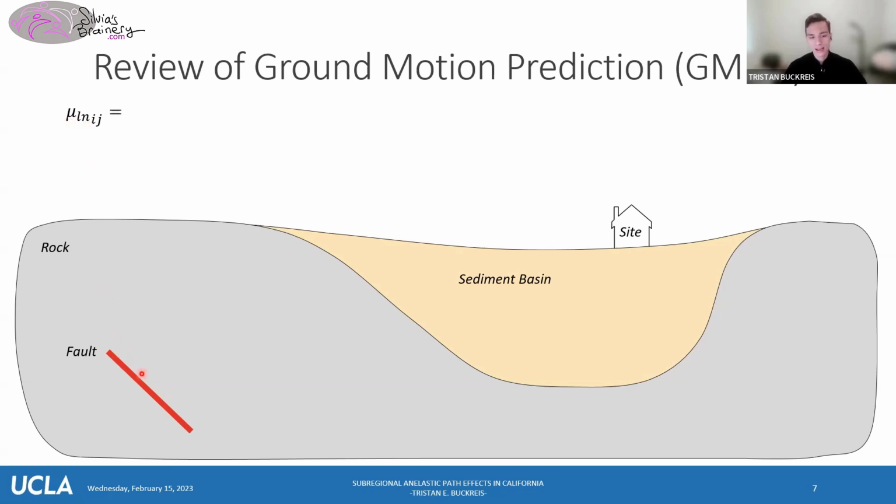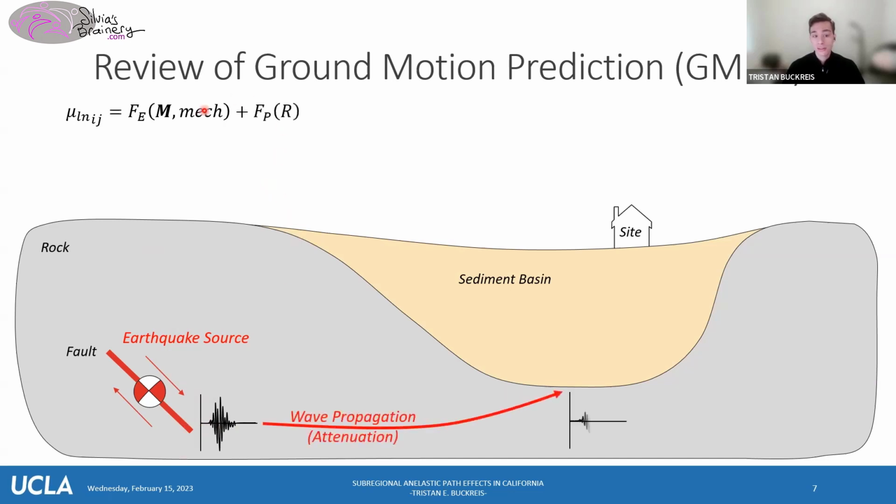Let's assume earthquake I occurs on this fault. It's going to slip, and we're going to have some level of shaking. We have a source term, FE, which is a function of source parameters, so magnitude, mechanism, things like that. That gives us this initial level of shaking at the earthquake at depth.